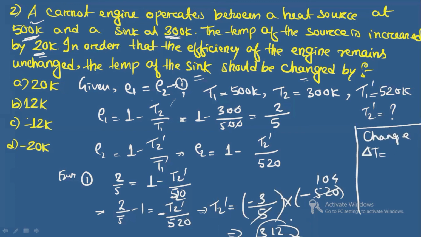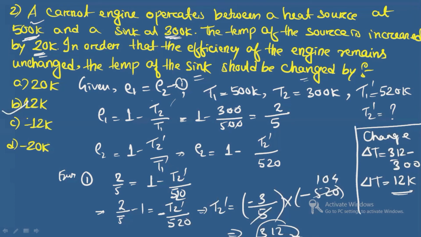Delta T. Delta T will be equals to how much? Initially it was how much? 300. So here it will be 312. Increase now. So 312 will be subtracted by 300. So you will write delta T is equals to what? 12 Kelvin. So what is the change that should be made in the sink temperature? It is the temperature of the sink. It should be increased by what? 12 Kelvin. All right. So the correct option is option B.